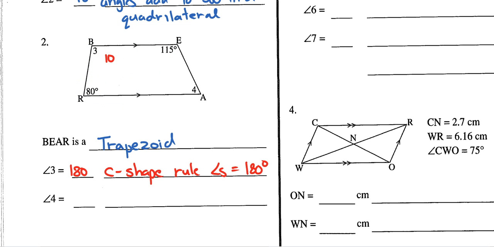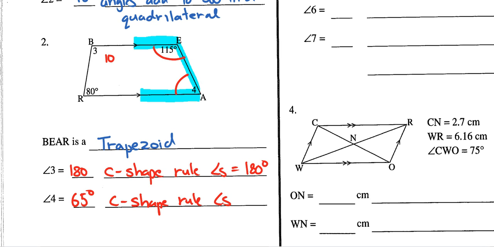Okay, once again, if we're dealing with a trapezoid here, notice that we have another C shape over here, a backward C. So I know that this angle right here, 115 degrees, and angle number 4, those two angles must add up to 180 degrees. So angle 4 must be 65 degrees because 65 plus 115 is 180 degrees. And this is once again the C shape rule. Angles sum to 180 degrees. Okay, so same rules there. All right, let's move on to question number 3 now.